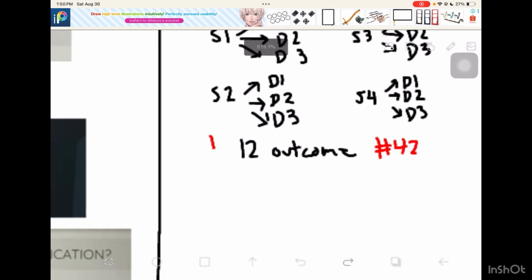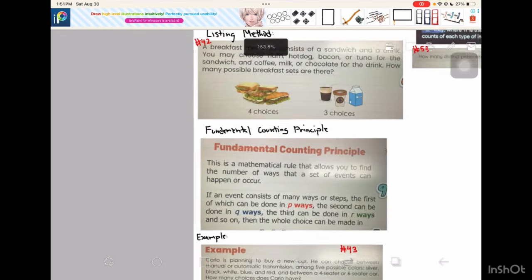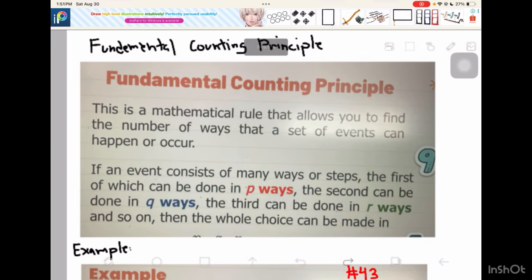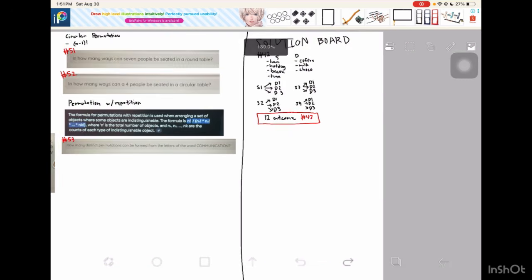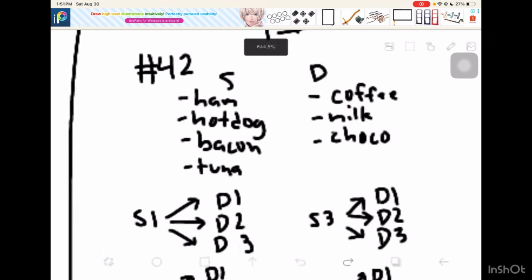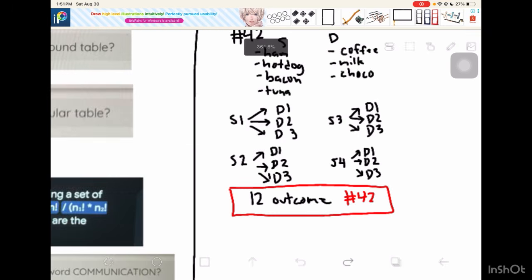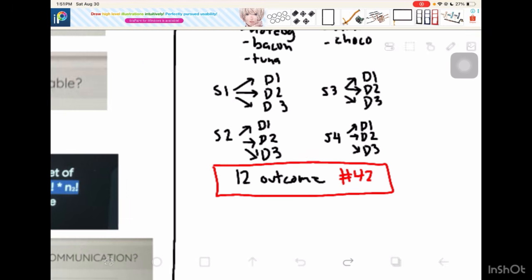That's why we have the fundamental counting principle, which is this one. It's a mathematical rule that allows you to find the number of ways that a set of events can occur. So if an event consists of many ways or steps, the first of which can be done in P ways, the second can be done in Q ways, and so on, we can just multiply them. So since we have 4 ways over here and 3 ways over here, the simple explanation is just 4 times 3, which is also 12.